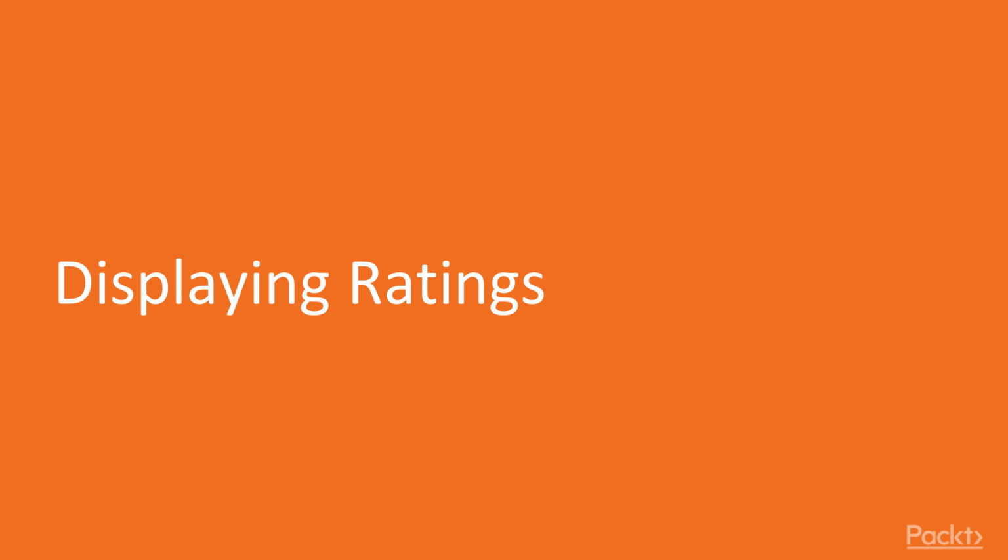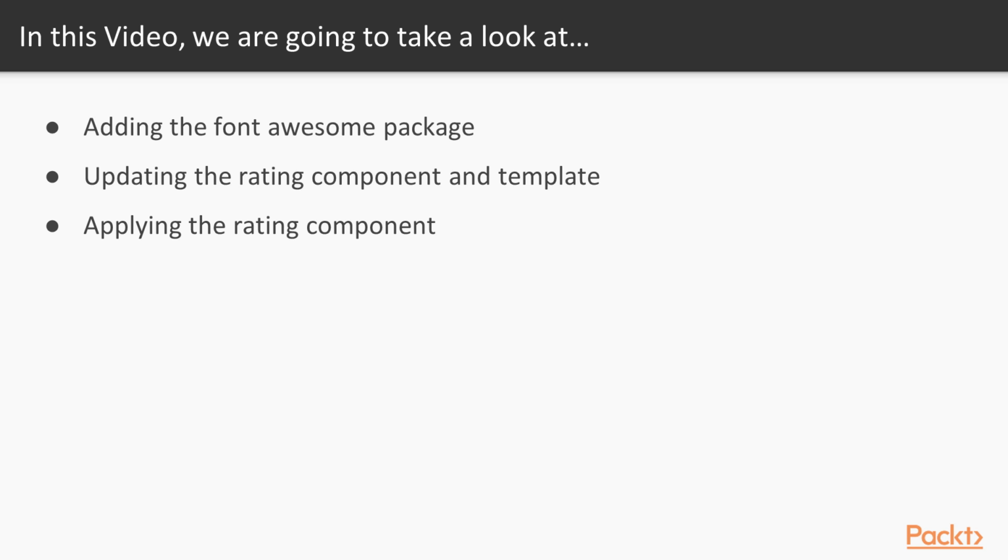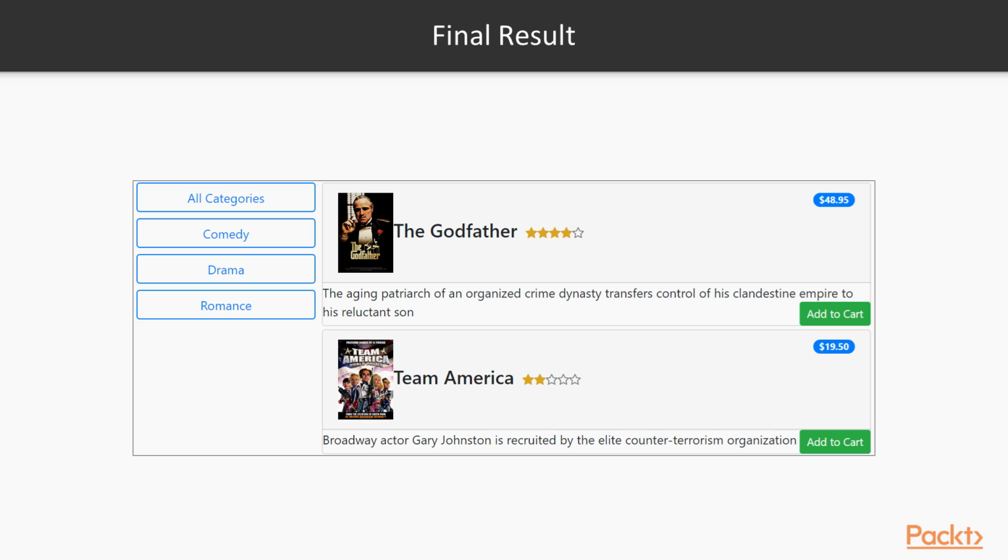Hi everyone. In this video, we are going to be writing code in order to display movie ratings. This is going to involve installing the Font Awesome package, followed by updating the rating component and its template, and then finally applying the rating component. When we are done, we'll be able to display star ratings just like these next to the movie name.